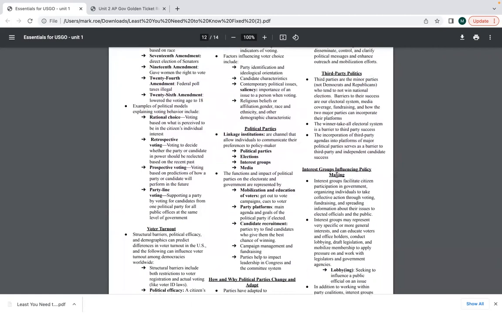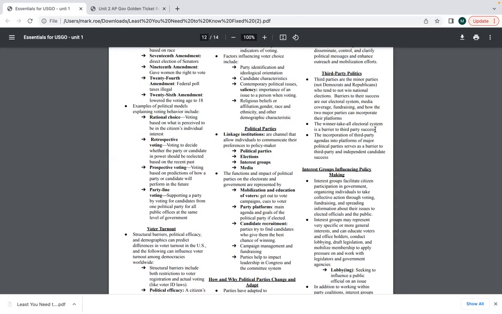Third parties. We hear a lot about Democrats and Republicans. The third parties like the Libertarian Party or the Green Party, those smaller minor parties, usually have a very unique platform. But we don't see third parties winning a lot of elected seats. One reason, especially at the national level, is that we have a winner take all electoral system. What that means is when it goes to presidential elections, every state, with the exception of Maine and Nebraska, has to give all their electoral votes to one candidate. They cannot split their electoral votes.